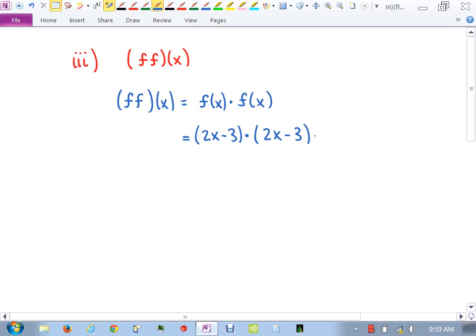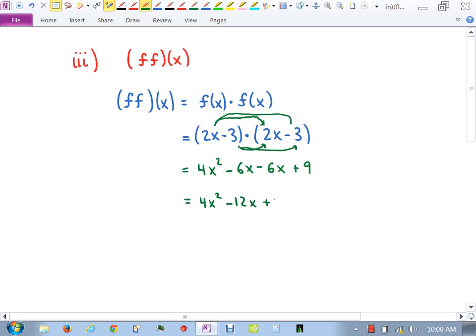And now let's expand that. So I'm going to multiply 2x times 2x, which gives me 4x squared. And then 2x times negative 3 is negative 6x. Negative 3 times 2x is negative 6x again. And our last multiplication, negative and negative, is positive. So positive 9. So we have 4x squared minus 12x plus 9.